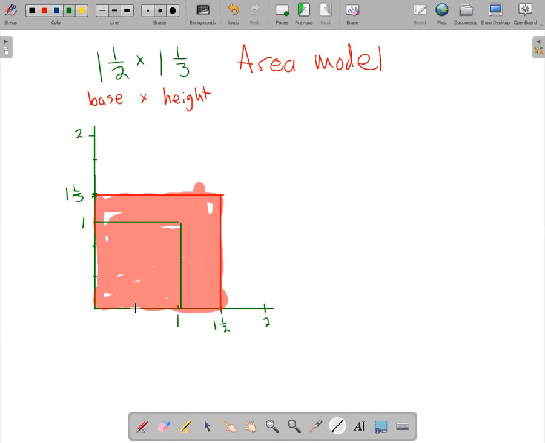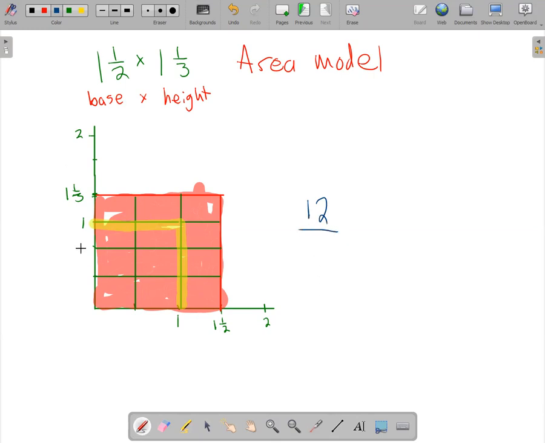So I'm going to draw halves up some more, and thirds through. I'm just going to re-highlight what one whole is here. This. So to get my answer, my grid here has 1, 2, 3 by 1, 2, 3, 4 pieces. So I have 12 pieces altogether.